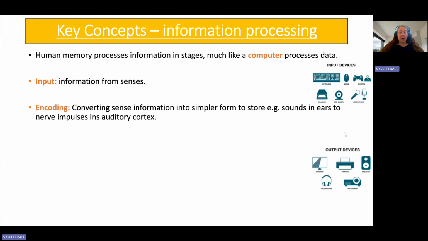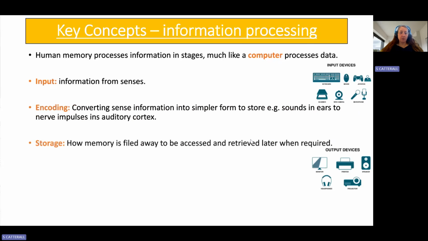We also encode information. So in the same way that a computer encodes information in zeros and ones, we encode information, so we change sensory information into a simpler form to store. So that simpler form to store is the definition. They like to ask questions about that, so it's good to know that. For example, the nerve impulses in your ear are changed into auditory cortex, which is where sound is processed in your brain.